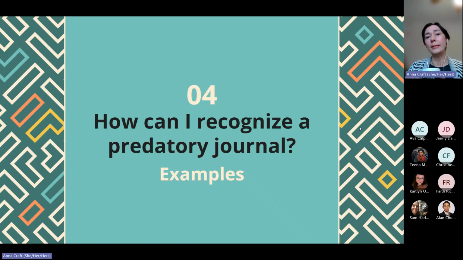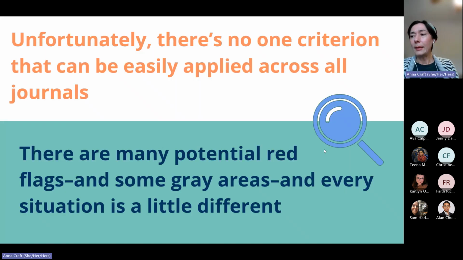All right, now we're going to look at some examples of predatory journals. Sadly, there is not one thing that we can use, one criterion that we can look at for each journal that can easily be applied that would tell us, yes, this is predatory, or no, this is not. There are lots of potential red flags, and there are also some gray areas. And sadly, every situation is a little bit different. So it can be tricky.